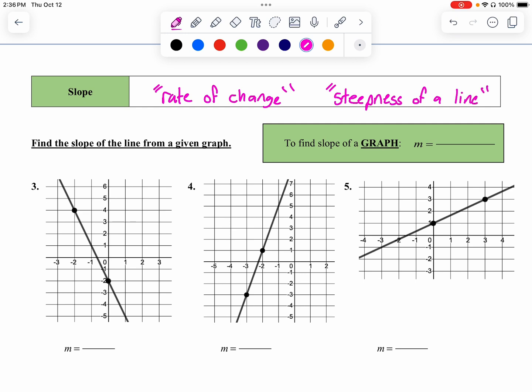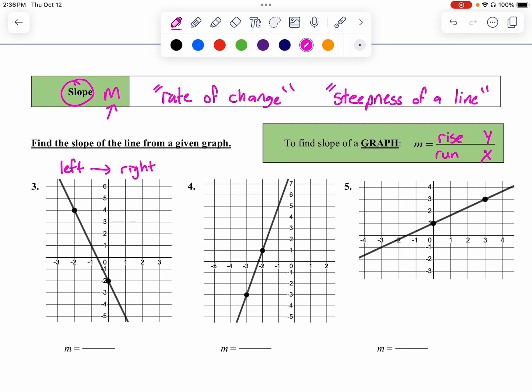And the letter we use for slope is an M. So anytime you see slope, you're going to see the letter M, and they mean the same thing. So to find the slope of a graph, the M is your rise over run, or the change in Y over the change in X. So it's always the up and down over the left and right. So when we count the slope, you always want to read it from left to right.